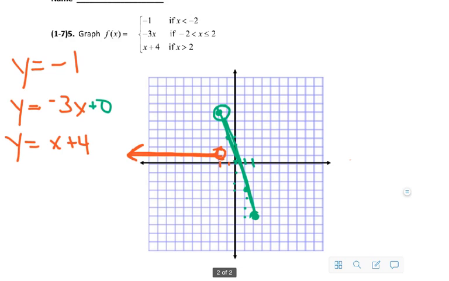Y equals x plus 4. The y-intercept is 4, so you start here at 4 on the y-axis, and the slope is 1. So you go up 1 to the right 1, up 1 to the right 1, up 1 to the right 1, forever and ever, and then here's your line.